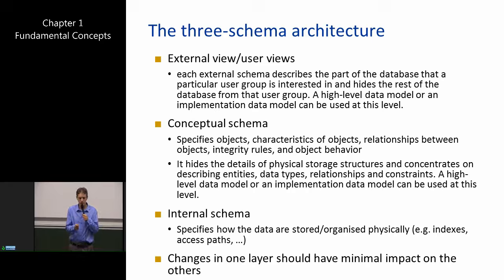A key advantage of using that three-level architecture is independence. So we want to make sure that changes in one layer should only have minimal impact on all the other layers. So if we make changes in the physical layer, we want to make sure it has almost no impact on the conceptual or external layer. If we make changes at the conceptual layer, it should have no impact on the external or view layer. So that's what you want to actually aim for.